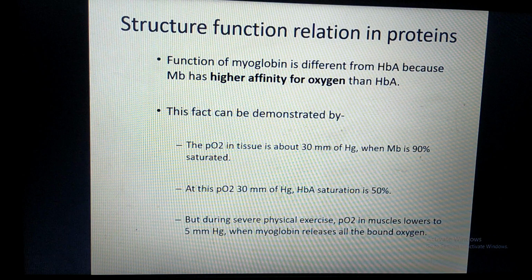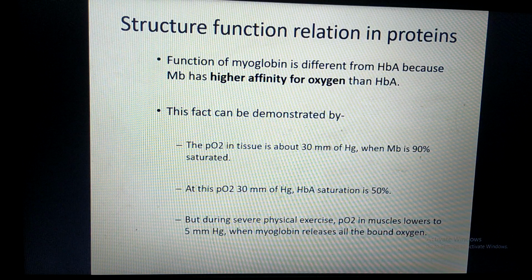This high affinity of oxygen of myoglobin can be demonstrated by a fact which is given here. At PO2 30 mm of Hg, which is seen in tissues, myoglobin is 90% saturated. Means only 10% of myoglobin has released oxygen to the tissues at PO2 30 mm of Hg. At the same PO2 30 mm of Hg, hemoglobin A is 50% saturated. Means 50% of hemoglobin has released its oxygen to the tissues.